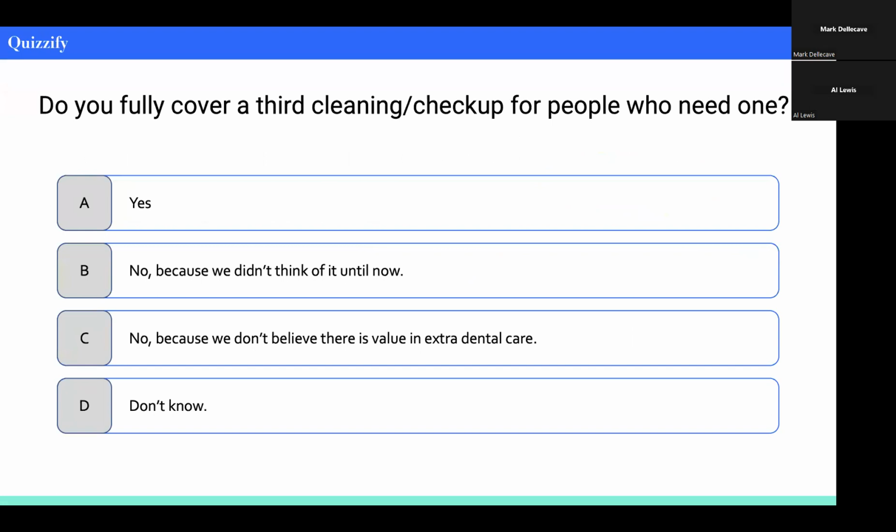So the question here is, do you fully cover a 3rd cleaning or checkup for people who need them? Yes. No, because we didn't think of it until now. No, because we don't believe dental has value, or we don't know.